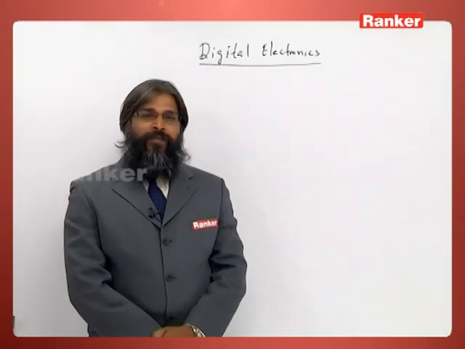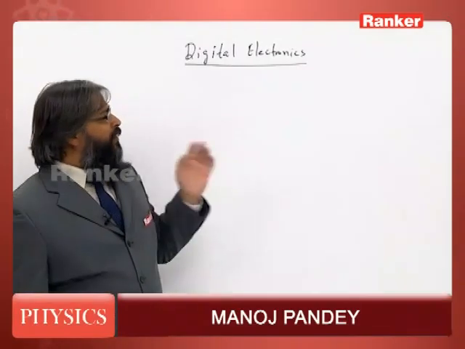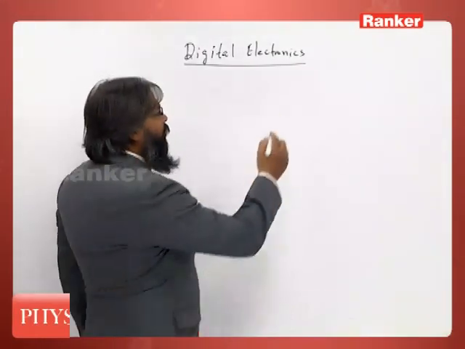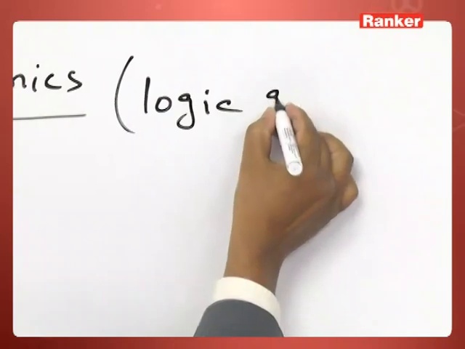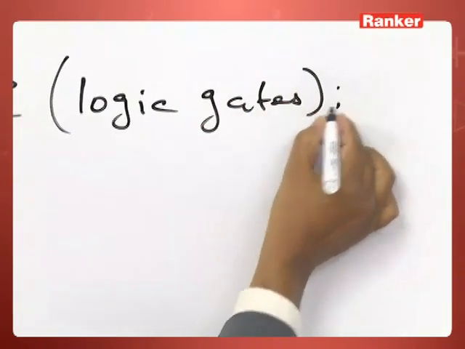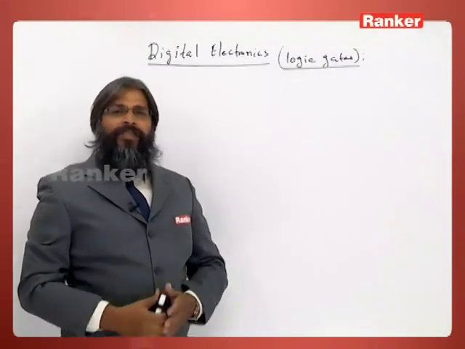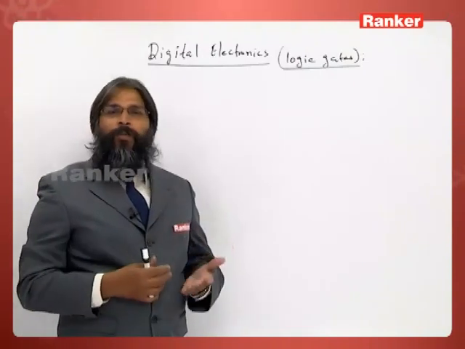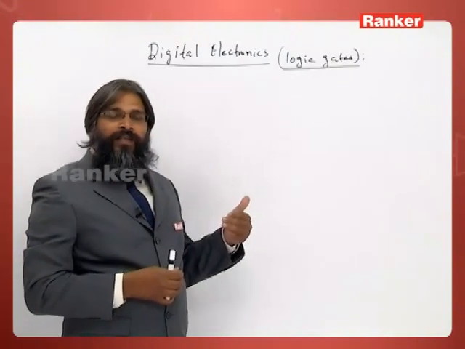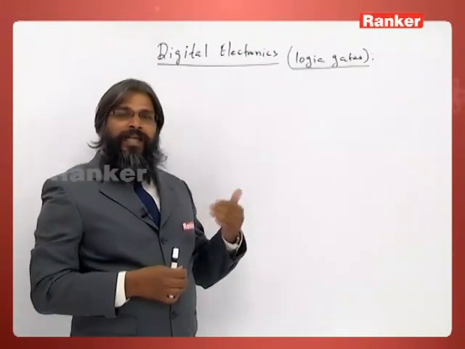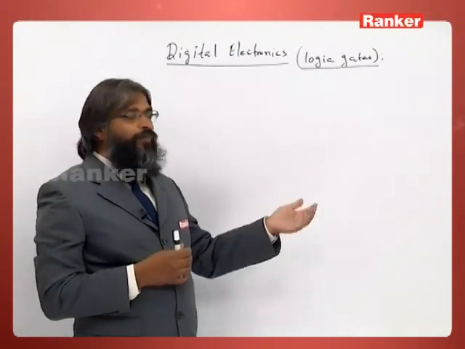Today in this session we are going to learn about digital electronics, where we will concentrate on logic gates. So, logic gates are electrical devices which do some logical operation. Logical operation means, suppose I give input 1, you get output 0. Here 1 means high voltage, and the output will be 0.